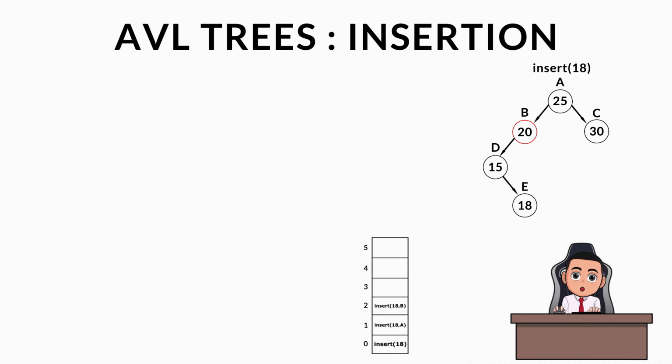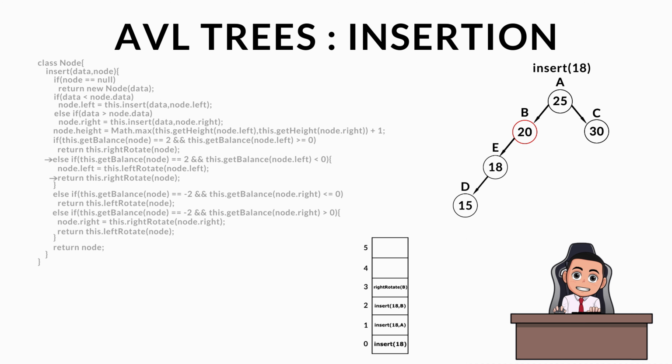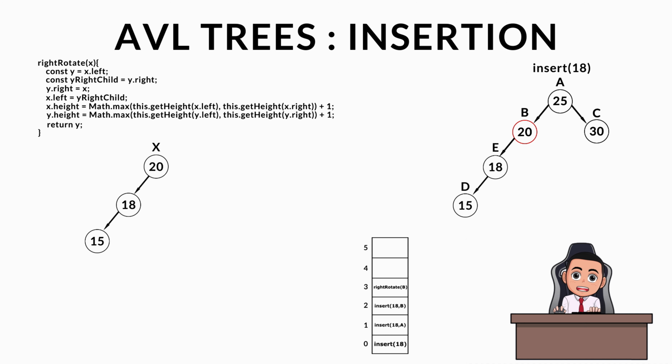So node 20's left child references node 18. Continuing to execute the code, we now perform a right rotation around 20. So let's push this on top of the stack. Executing our right rotation now, we save the left child of x. We save the right child of y. And now it's time for our rotation. Y's right child now references x. X's left child references y's old right child.